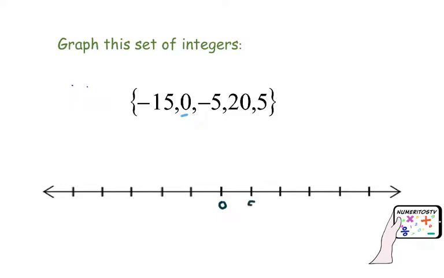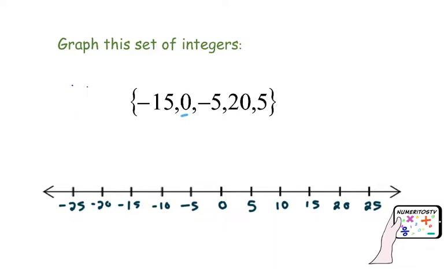So I will try maybe by 5: 5, 10, 15, 20, 25. My increase now is every 5 units. To the left of 0, I will have negative 5, negative 10, negative 15, negative 20, negative 25. So this will be a proper scale for this set of integers.